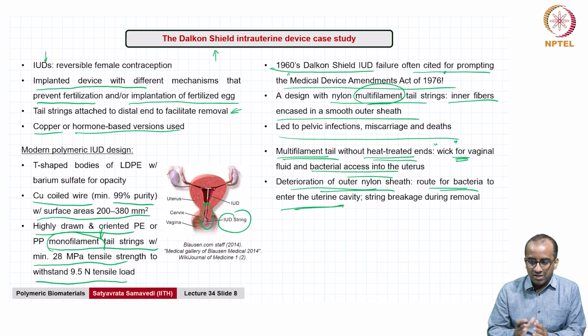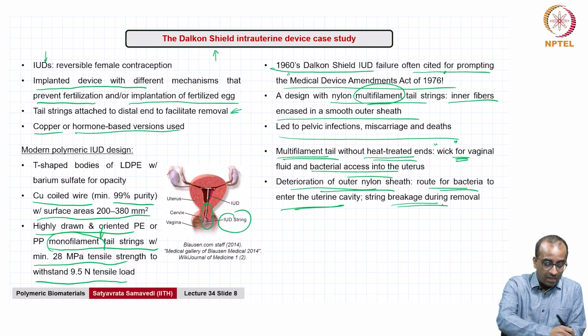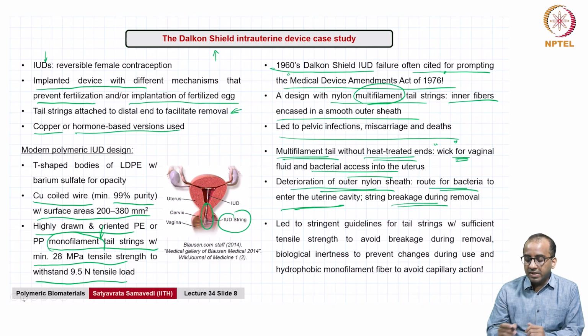And although the manufacturer had claimed that this was a better design, it also led to a lot of pain for the patients, and string breakage is also noted during removal. So you see that one small change going from monofilament to multifilament had such a large impact on the performance of the IUD, leading to very stringent guidelines for tail strengths, particularly with sufficient tensile strength to avoid breakage. That's going to address this issue.